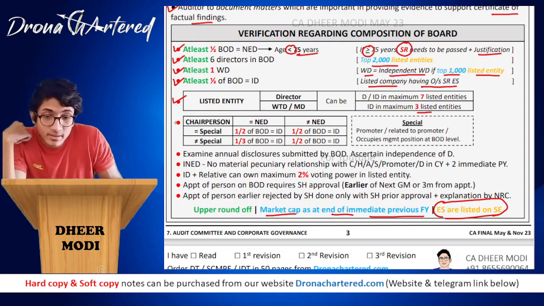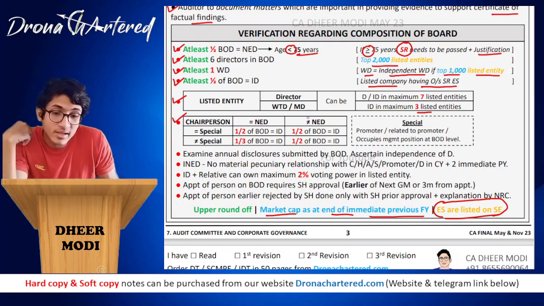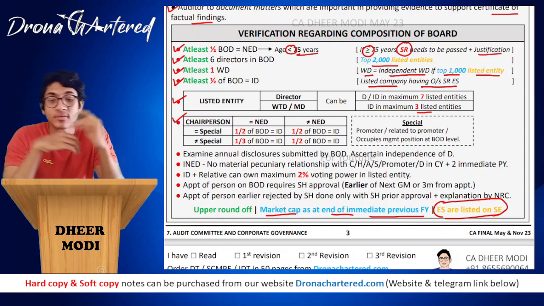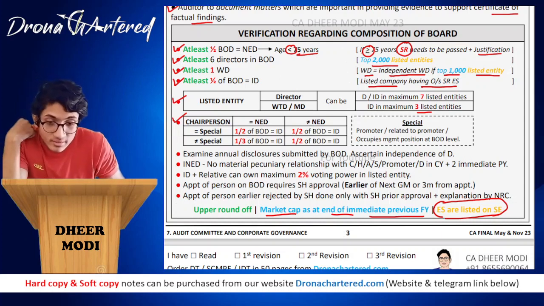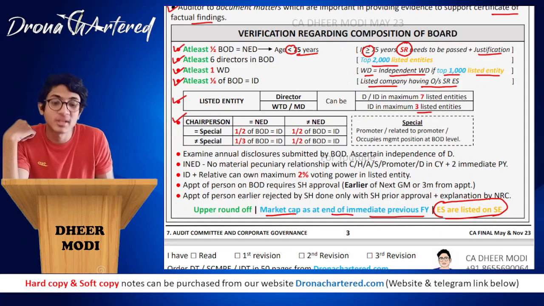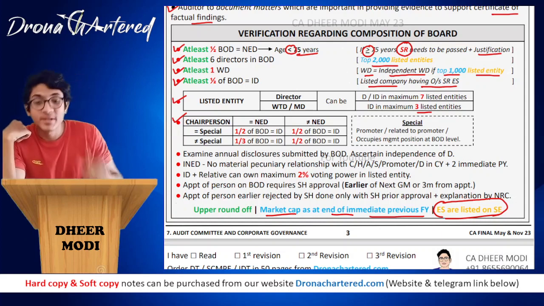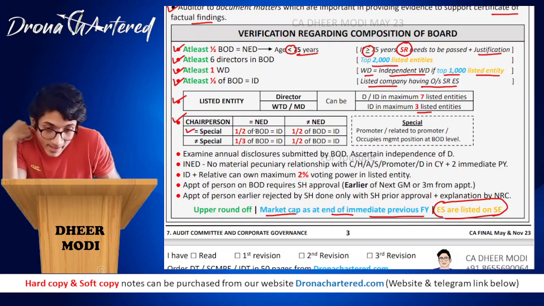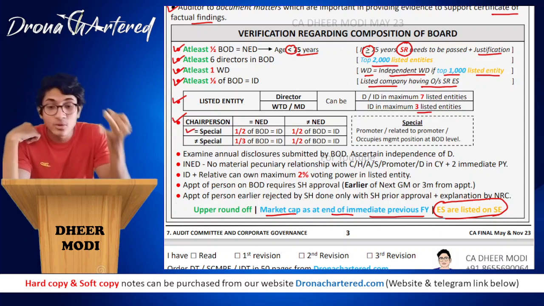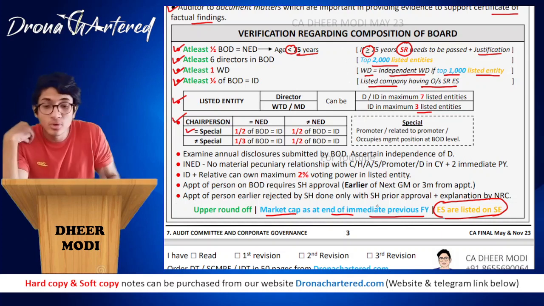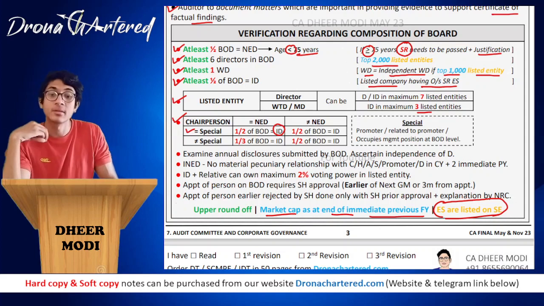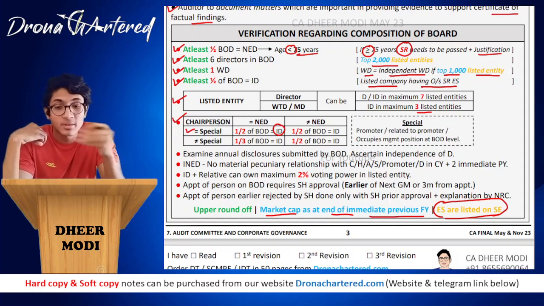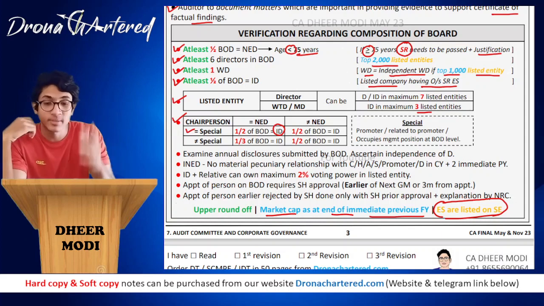Okay, now coming to your next part, that is your chairperson. If your chairperson is a non-executive director, or if he's not a non-executive director, in such a case, what I've done is, if your chairperson is special, that means if he is the promoter, related to promoter, or occupies a management position at a BOD level, in that case I have termed it as special. So if he is special and he is a non-executive director, in such a case, half of the board of directors shall be independent directors.